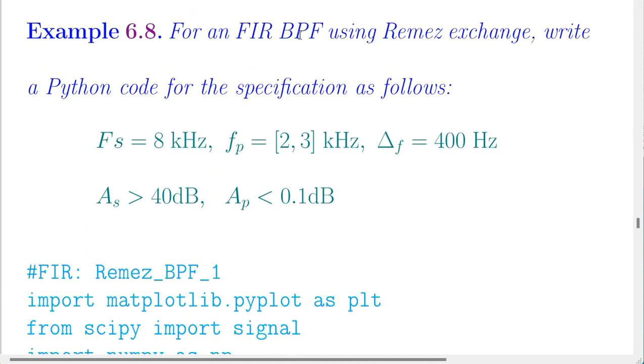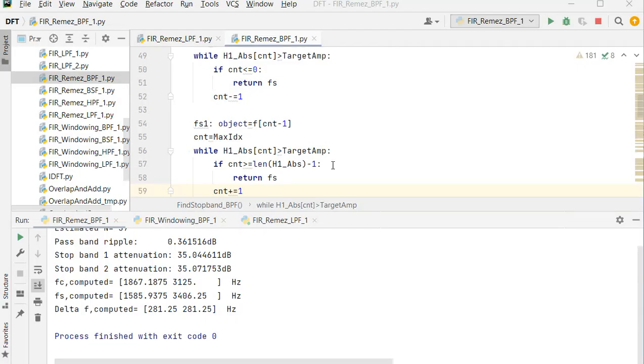Okay. For an FIR bandpass filter using Remez Exchange, write a Python code for the specification as follows: Fs 8 kHz, Fp 2 and 3 kHz, having two passband frequencies declared, delta F 400 Hz, delta S 40 dB, and ripple for passband 0.1 dB. Now running the program inside Python.